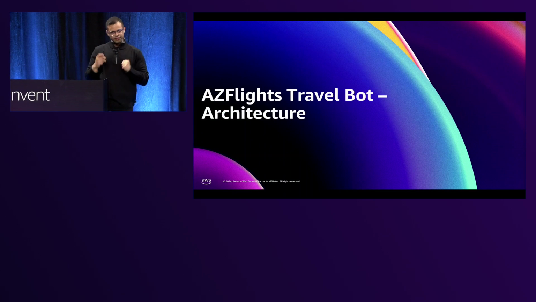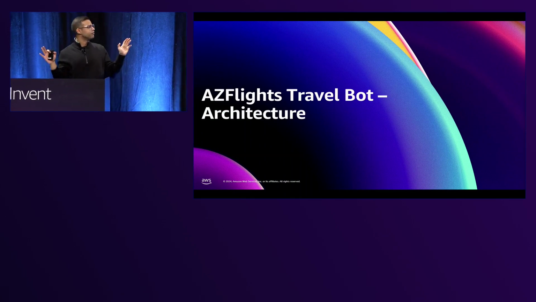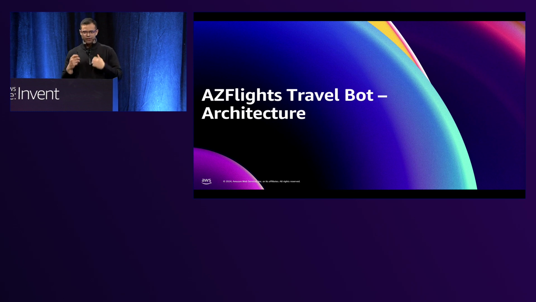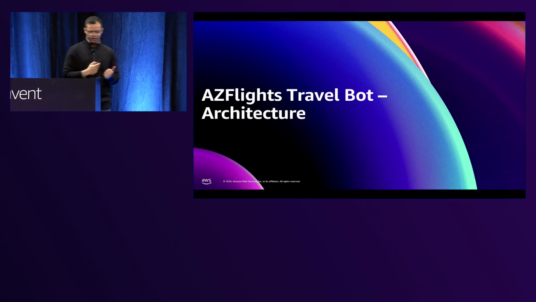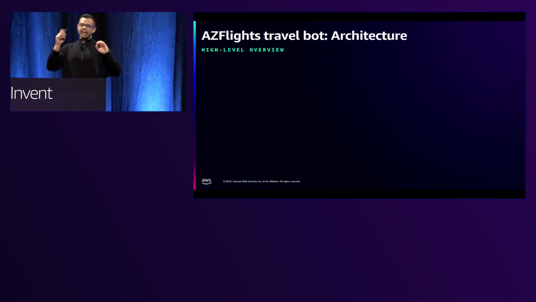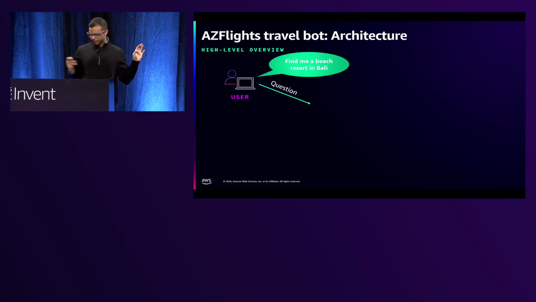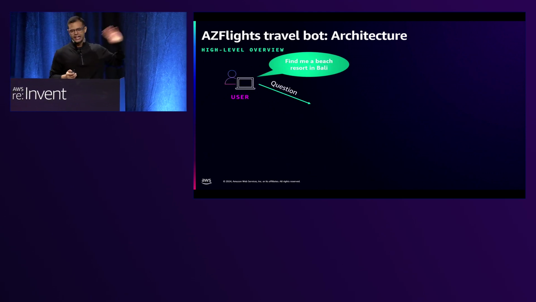So let's get started building this architecture. Let's imagine we are just a developer or an architect in the company, and we are trying to just get going, right? What's step one? So, back of a tissue architecture diagram, this is how we get started. High-level thinking is where a user comes in and asks a simple question: find me a beach resort in Bali.